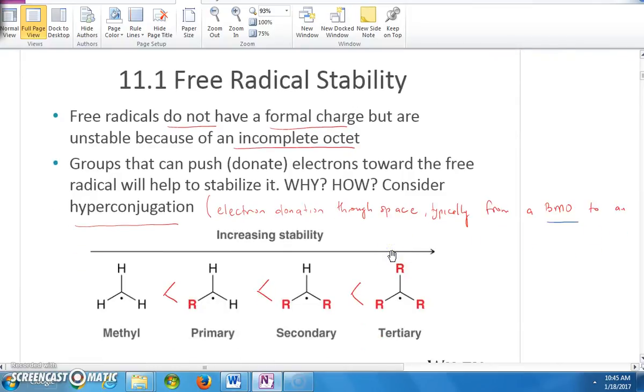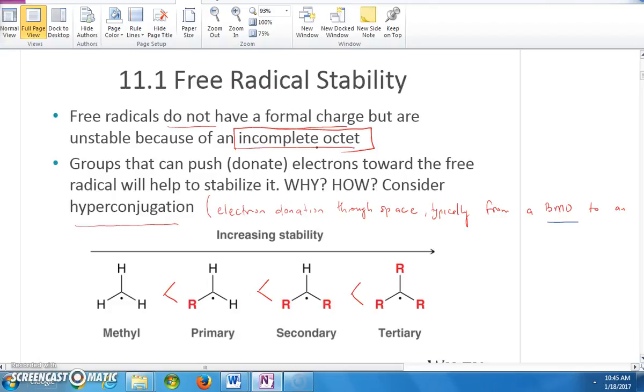Now, free radical stability. Free radicals do not have a formal charge, right? They don't have a formal charge because the number of valence electrons is equal to the number of electrons present, right? However, they are unstable because they have an incomplete octet. They don't fulfill the octet rule, and so they are unstable.